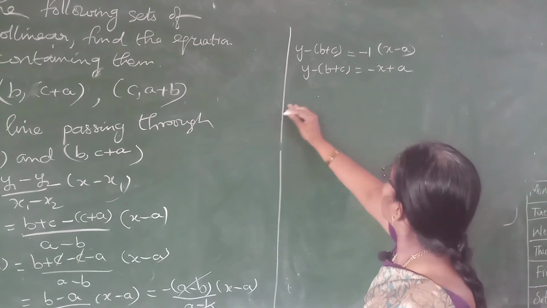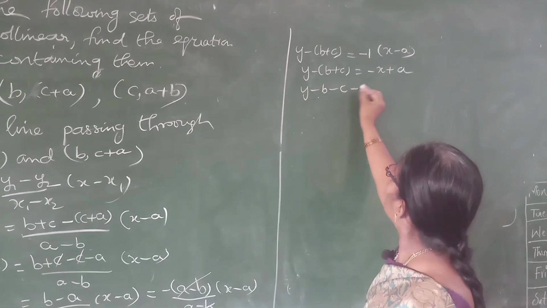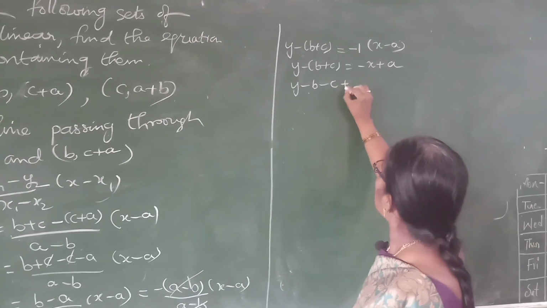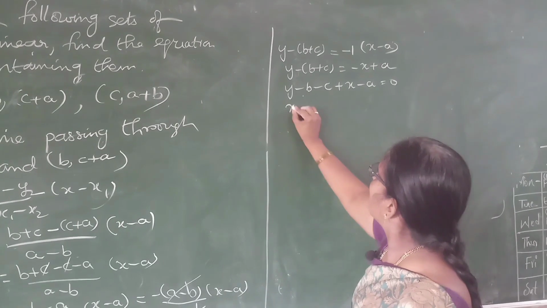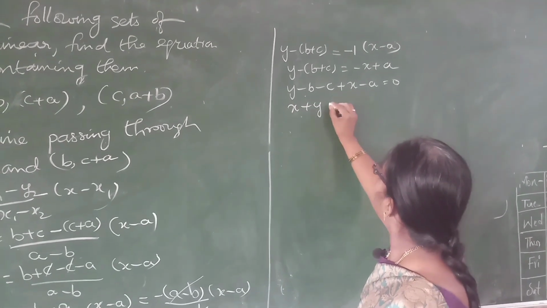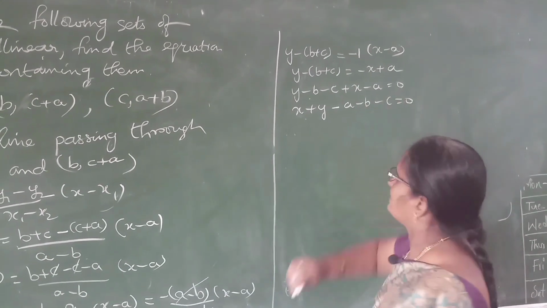Bring all this to this side. So what will happen? y minus B minus C plus x minus A equal to 0. So what you are getting here: x plus y minus A minus B minus C equal to 0.